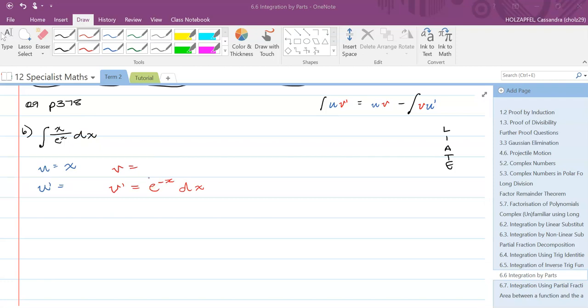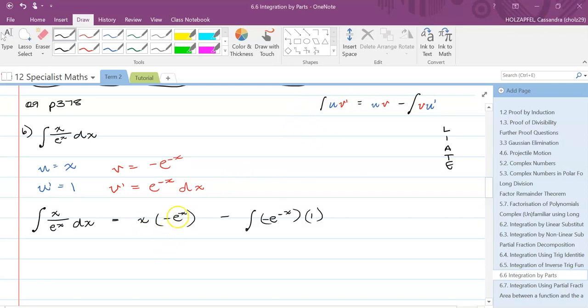We need to differentiate this function here. So u is equal to x. The derivative of that is nice and simple, just going to be 1. And then we need to find the integral of this function here. So we can just use the chain rule to do that if we so wish. But it is probably pretty simple to see that this is going to be negative e to the negative x plus our constant. So let's go ahead and substitute those into our formula for integration by parts.